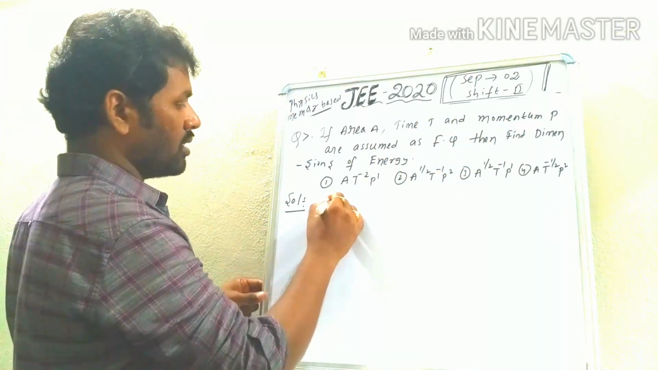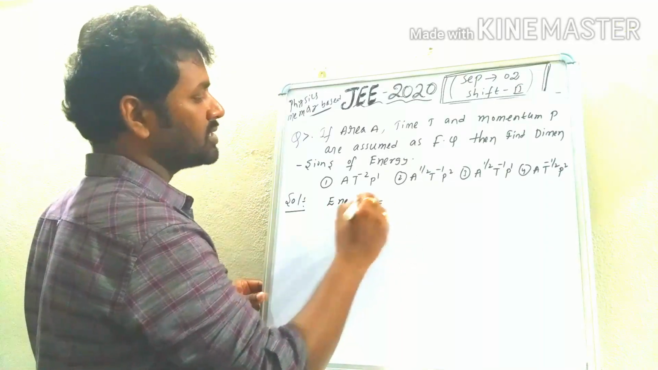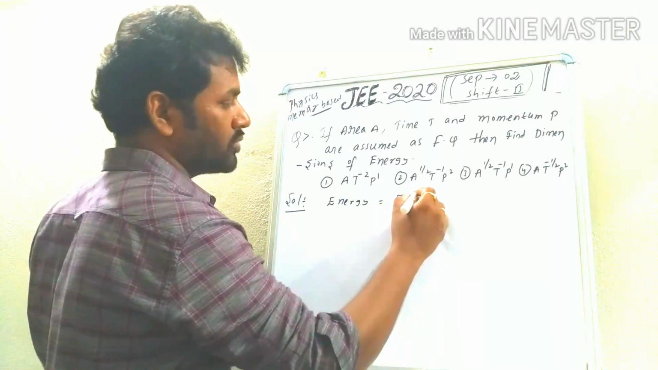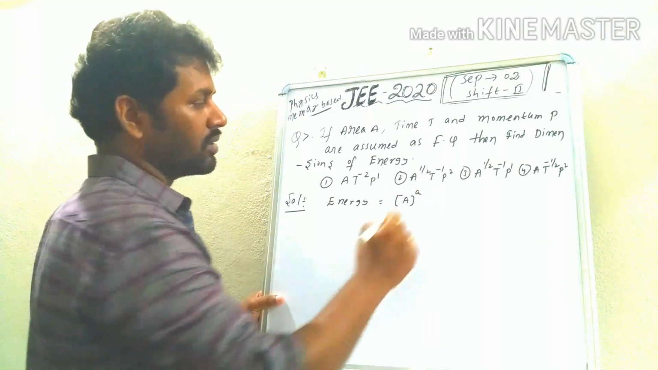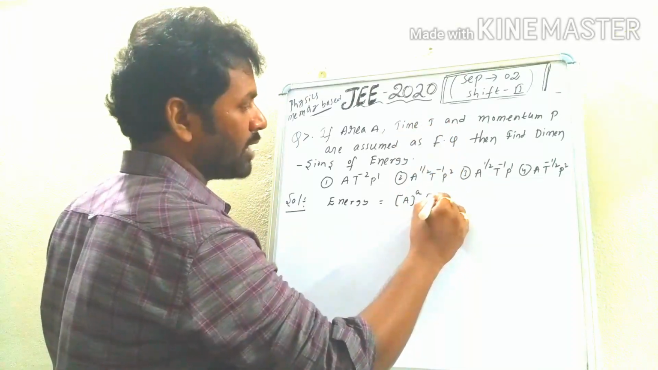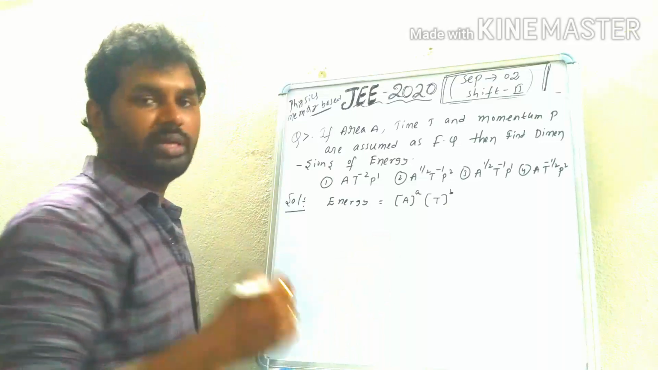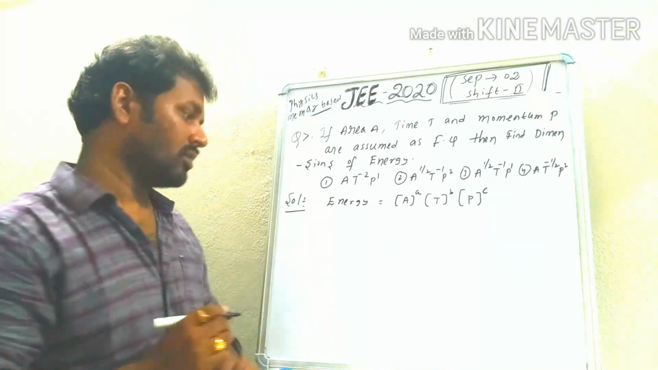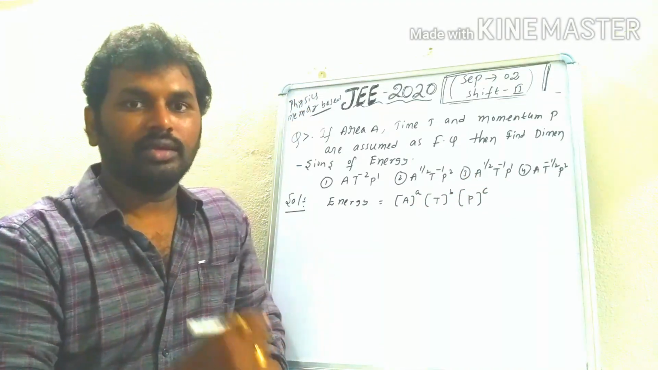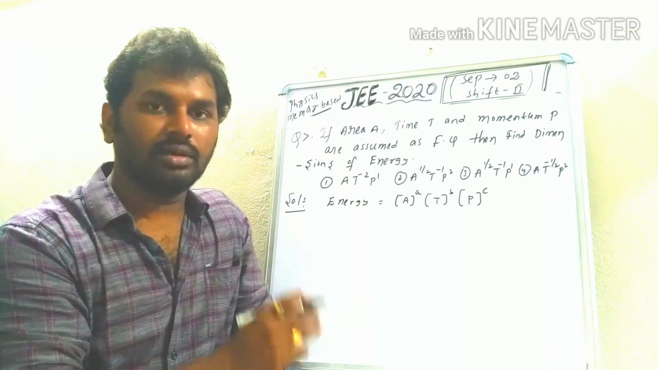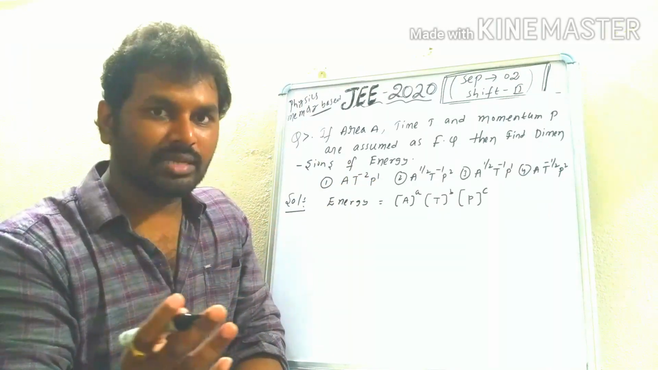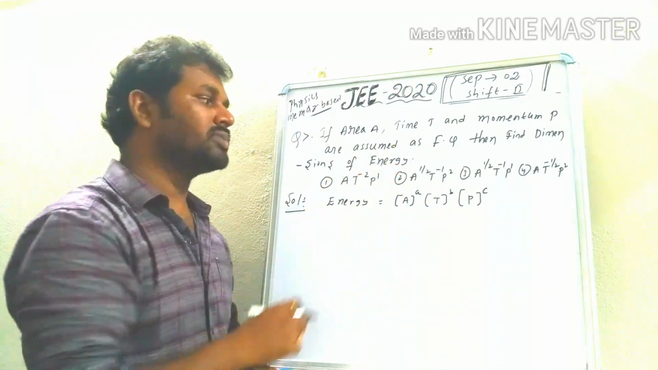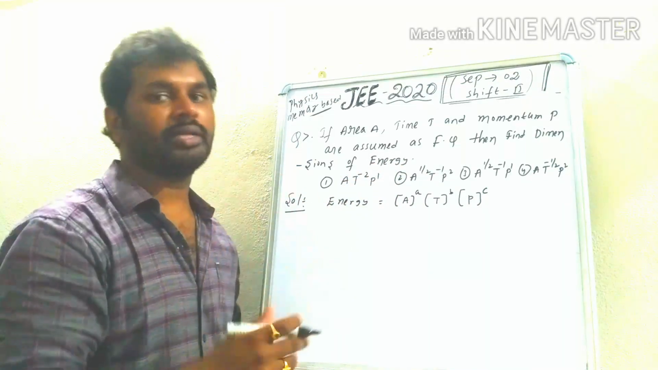So write energy, which is equal to area, capital A to the power of a, some constant, and time period, which is capital T to the power of b, where b is a constant, and momentum, which is P to the power of c. So what we need to find here is the constant values a, b, c, and resubstitute here in this equation. You will get the answer, energy in terms of area, time period, and momentum.